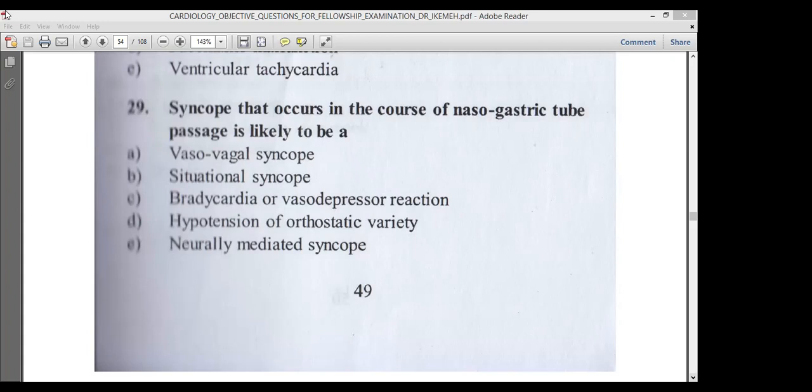All of them will cause it if you read how neurally mediated syncopes work. This autonomic activity will cause hypotension that will transiently reduce cerebral perfusion and lead to syncope. So all of them, that's what I found out, will actually cause C, as in all neurally mediated syncopes will cause bradycardia. That's why I was a little confused with this particular answer, but it's okay.